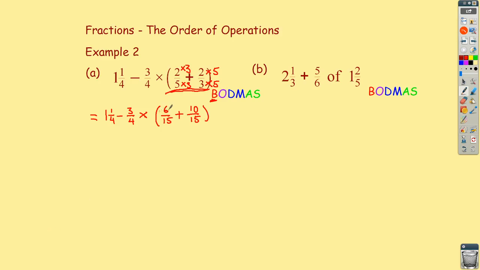That means if we just add these together and get rid of the bracket, because we'll be done with it at that point, we're going to have 1 1/4, take away 3/4, multiplied by 6 plus 10 is 16 over the 15. And that's us done with our bracket, sorted, okay?